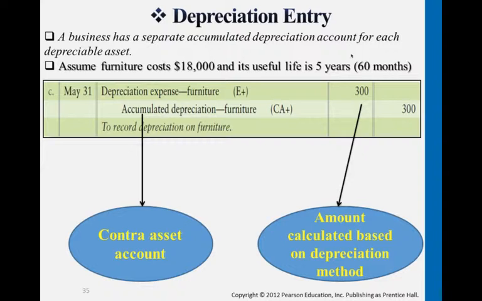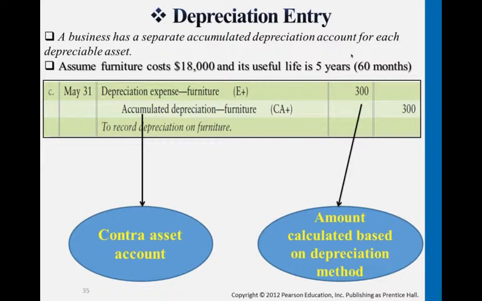Okay, let's take a look at an example. Assume there's a piece of furniture that costs $18,000, and we estimate it can be used in the business for 5 years, so that's about 60 months. If we want to measure a month of depreciation in the monthly statement, that's $18,000 divided by 60, which is $300. To measure that the business has used this furniture this month, we debit depreciation expense and credit accumulated depreciation for furniture.